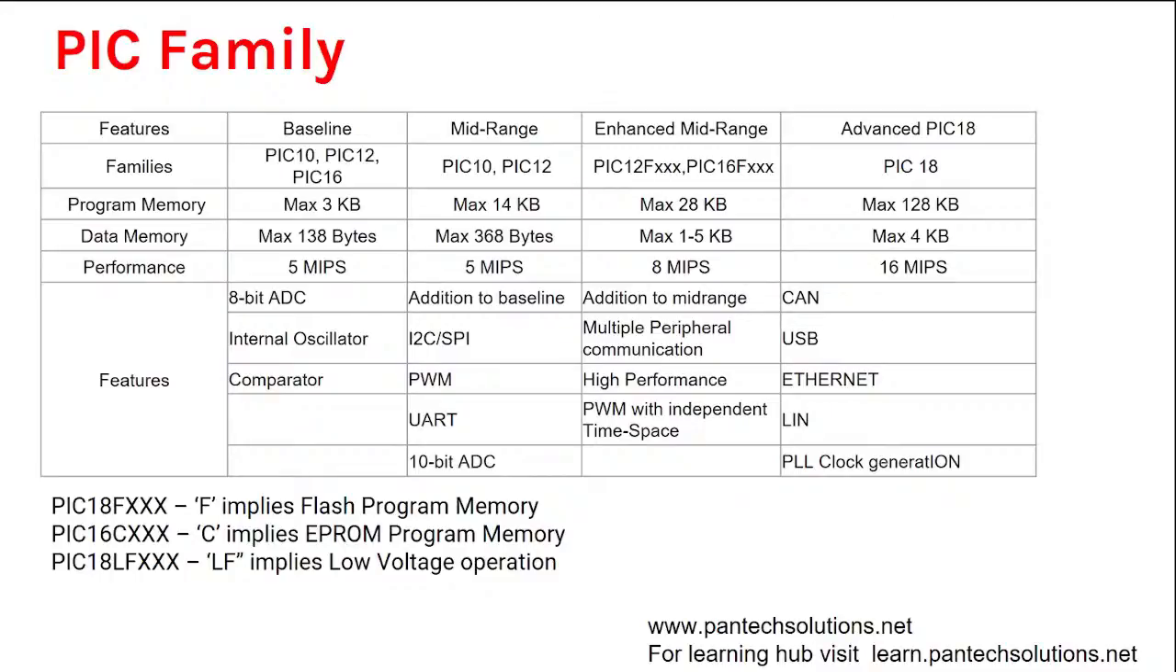PIC 18LF series. Okay, so the program memory for baseline is 3 KB, for mid-range is 14 KB, for enhanced mid-range is 28 KB, and for advanced range is 128 KB. Okay, so for performance, baseline is 5 million instructions per second, whereas for mid-range it is 5 million instructions per second, whereas for enhanced mid-range it has 8 million instructions per second, and for advanced series it is 16 million instructions per second. If you check the features, you have additional features on mid-range. Okay, like the mid-range and the enhanced mid-range.